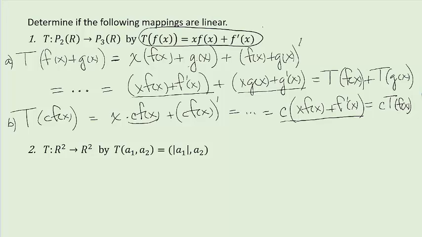In the second example, we have a mapping from R2 to R2, and we map an ordered pair in R2 to another ordered pair with the absolute value of the first coordinate, comma, the second coordinate remains the same. This one will not be linear. You could start out trying to show it is, and soon you'll see it's not. And it is because, I'll put that in a different color, the absolute value of a1 plus b1 is not equal to the absolute value of a1 plus the absolute value of b1.